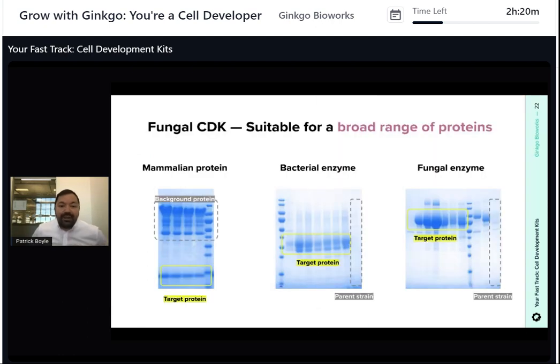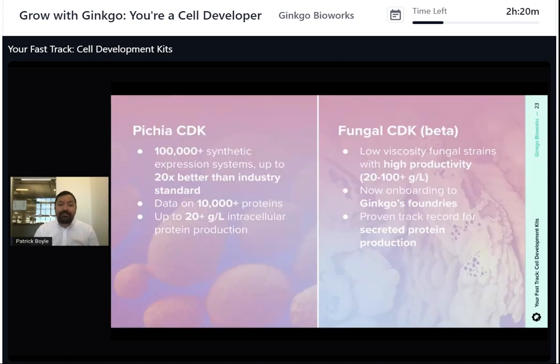And again, we're really excited to learn from all of you about the different types of products you're trying to produce, but we know that mammalian proteins, bacterial proteins, fungal proteins, there are so many different applications for synthetic biology. And the real challenge is being able to produce enough of that to actually do applications testing for product development. So, again, this fungal CDK is a strain that's been tested with many different protein types, and we're really excited about the results that we're seeing there. Okay, so again, you're going to have a chance to talk with our CDK team after the break to learn a lot more about these systems and how to use the CDK.